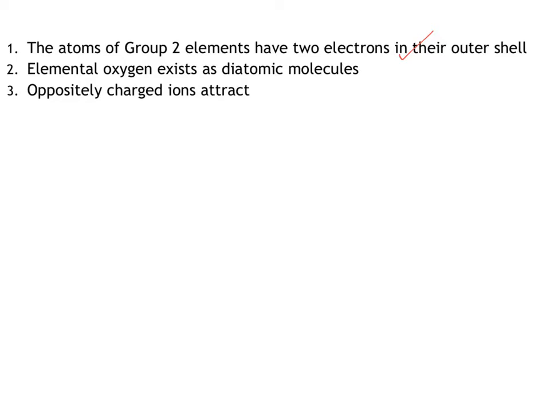Number 2, elemental oxygen exists as diatomic molecules. That is also always true. So whenever you're doing a balanced equation or anything like that, you want to be writing O2 and not O. And number 3 is also always true. We're not going to change the laws of physics. If 2 different ions have opposite charges, they will definitely attract each other. So that was an easy 3 to start with.